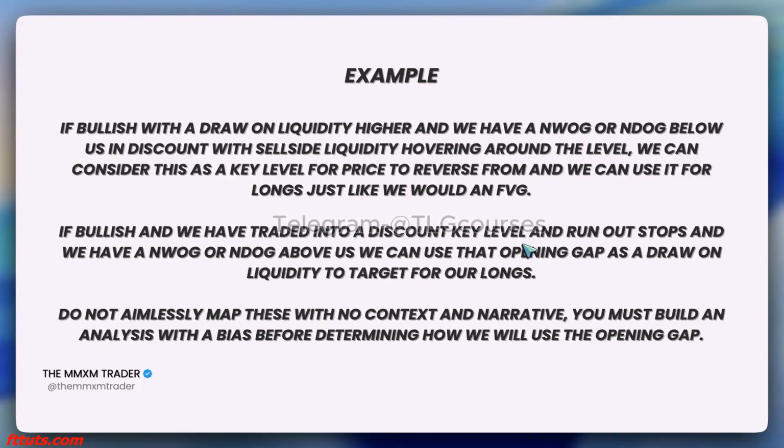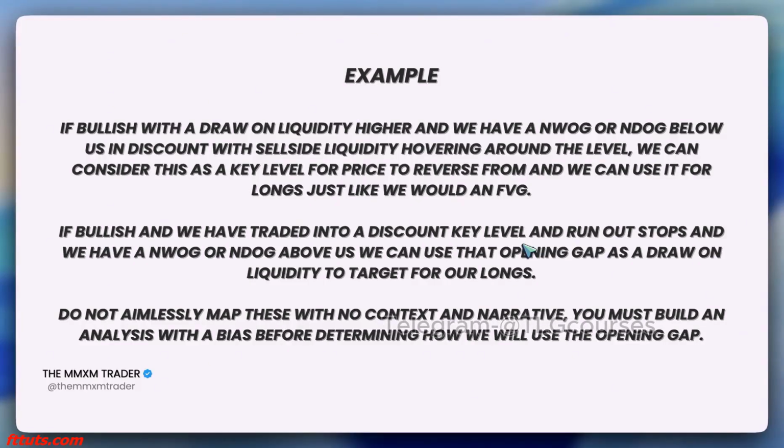Okay, example. If bullish with a drawn liquidity higher and we have a new week or day opening gap below us in discount with sell side liquidity hovering around the level, we consider this as a key level for price to reverse from, and we can use it for longs just like we would an FVG, right? If bullish and we have traded into a discount key level and run out stops and we have a new week opening gap or new day opening gap above us, we can use that new opening gap as a drawn liquidity to target for longs, okay?